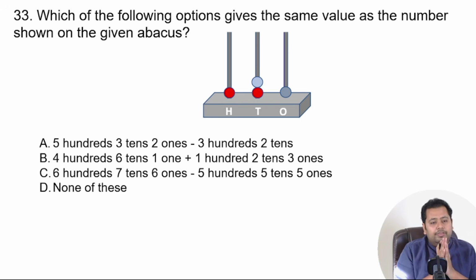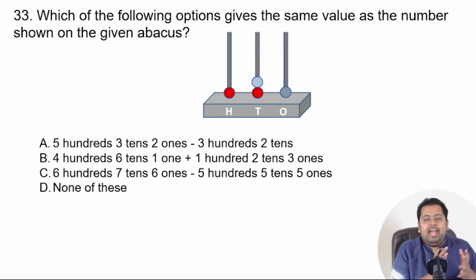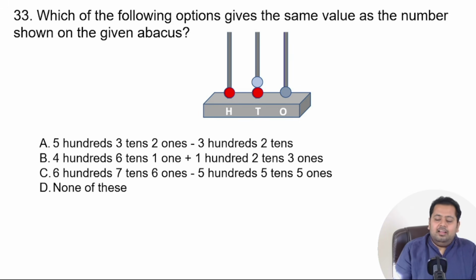It's an abacus problem. Which of the following options gives the same value as the number shown on the given abacus? You can see a 3-digit number in the abacus. Now you have to find out which option is correct. Great. I hope you would have got the answer correctly. The number shown over here: in hundreds, you have one bead, so this is 1. In tens place, this is 2, and in ones place it is 1. So the number given here is 121.